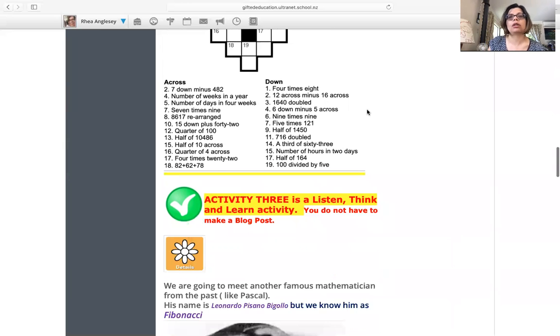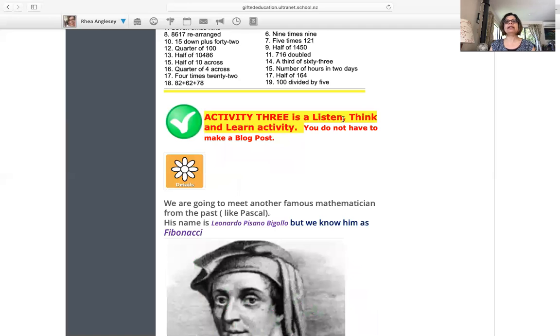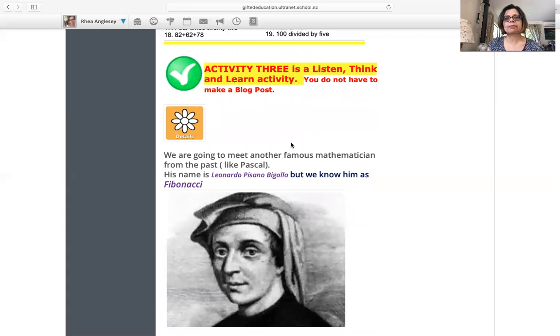Activity 3 is a listen, think, and learn activity, not a blog post. You don't have to do one, okay? So this is about going into details because we are meeting another famous mathematician from the past, Leonardo Pisano Vigolo, but we know him as Fibonacci. Fibonacci's numbers, Fibonacci sequence. You are probably familiar with it. Some say Fibonacci, some say Fibonacci. Italian name. Look, we know who he is.